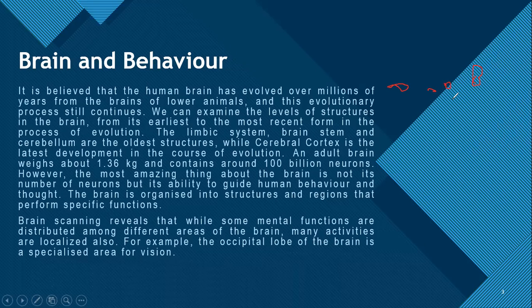If we can go back to the earlier sessions, we have seen the evolutionary process. The man standing here today is more than 2 lakh years old. The brain, the knowledge which we are using today, is the day-to-day improvement since lakhs of years. We can examine the levels of structures of the brain from its earliest to the most recent form in the process of evolution, that is, the development of organisms.